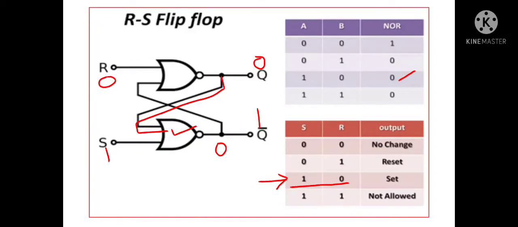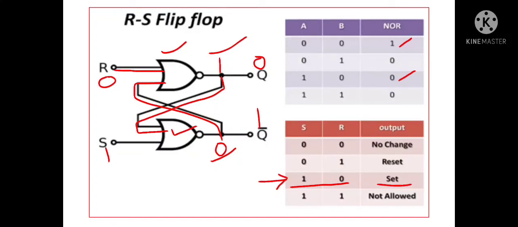Now come to this upper NOR gate. See, its one input is 0 as the R input and the second input is 0 coming from the output of the second NOR gate. So both inputs are 0, 0, that's why its output is 1. So we can say this is its recent output as 1. That means now the main output is 1 and the second complement output is 0. So in this case this flip-flop is called set.